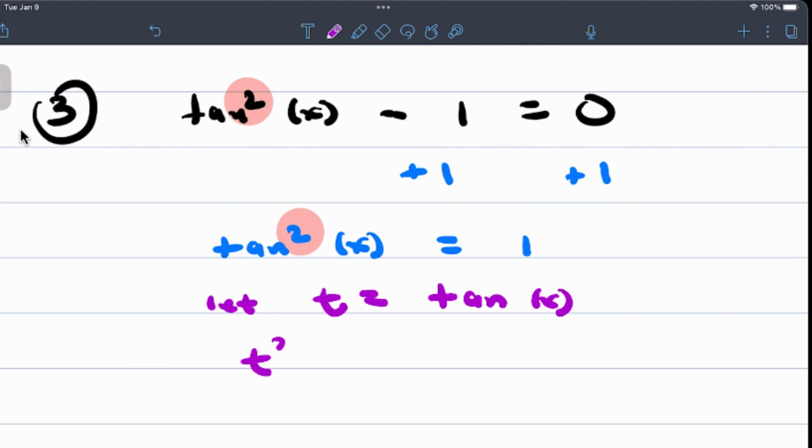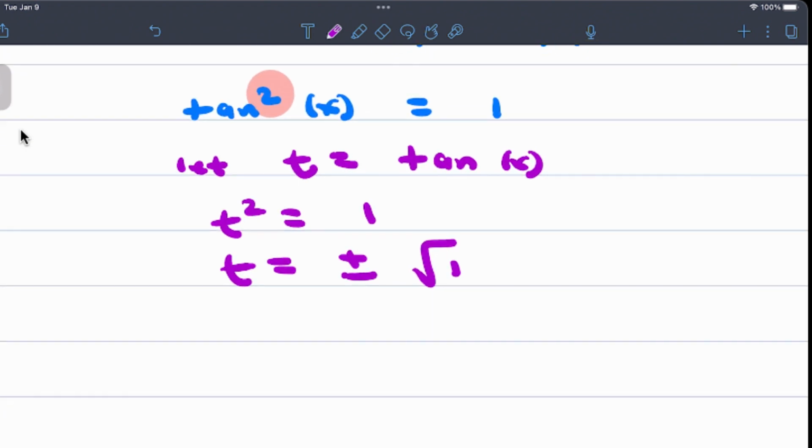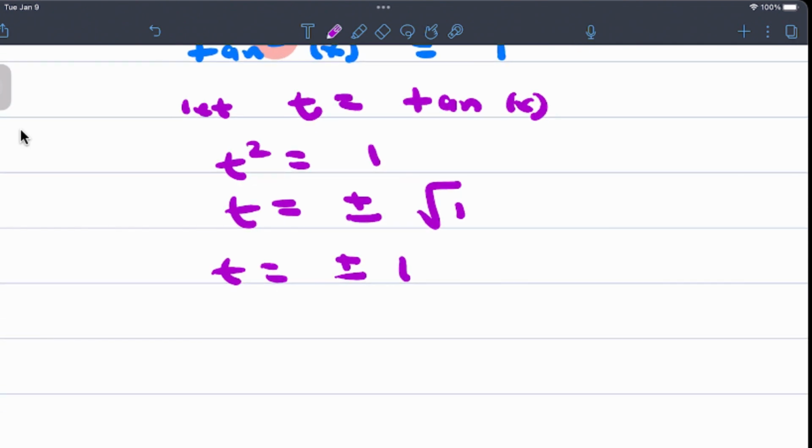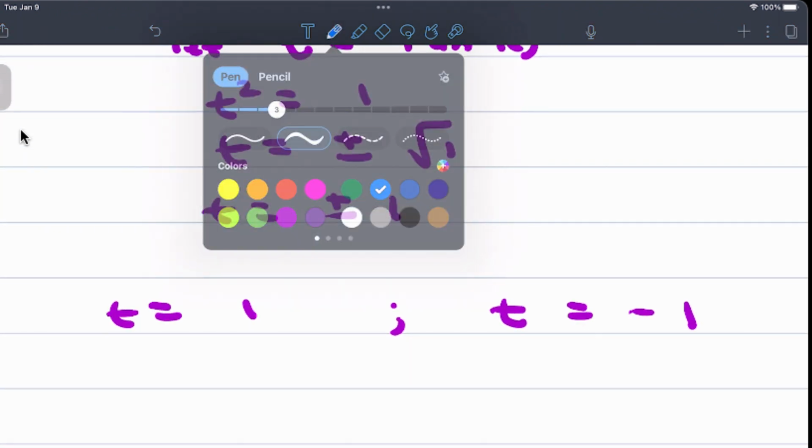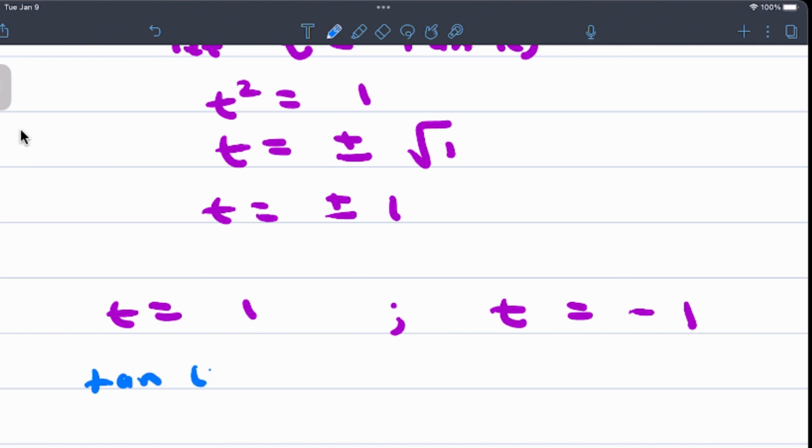So the algebra you get now is t squared equals 1, which means t is plus or minus square root of 1. Is that right? By the square root formula? So that means t is plus or minus 1 because the square root of 1 is 1. So t is positive 1 and t is negative 1, ladies and gentlemen. So notice what you get now here again. You're going to get tangent of x is positive 1 and tangent of x is negative 1.